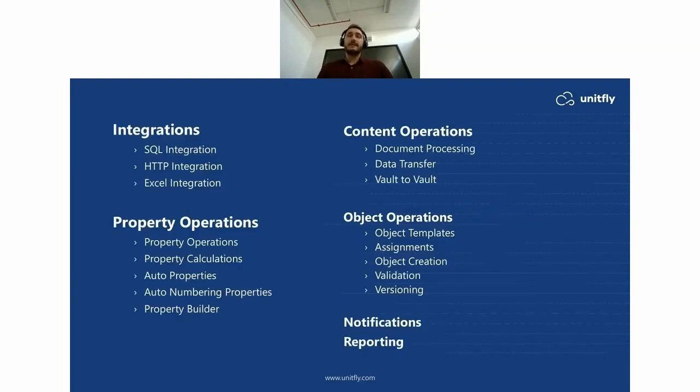Extension kit modules are divided into 6 sections, at least how we see them. Integrations, modules used for different integration scenarios. Property operations, all the modules and all the functionalities that you would like to achieve regarding manipulating and working with the properties inside the mFiles. Then content operations, modules used for working with the content, working with the documents, transferring documents from one vault to another, transferring documents to FTP, adding watermarks, adding signatures, converting documents to PDF, reverting them back to Word, and so on and so on.